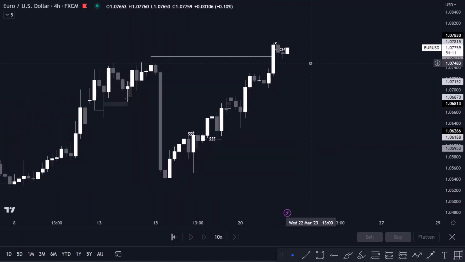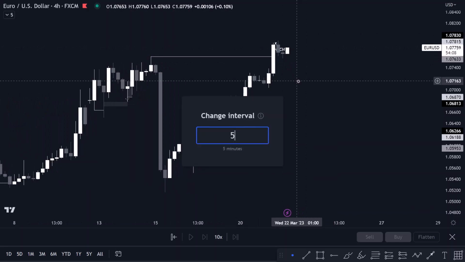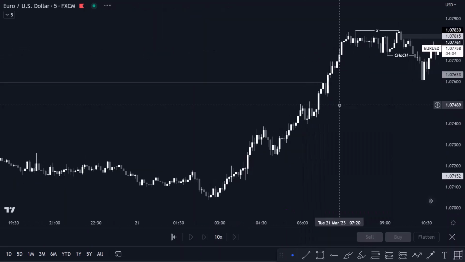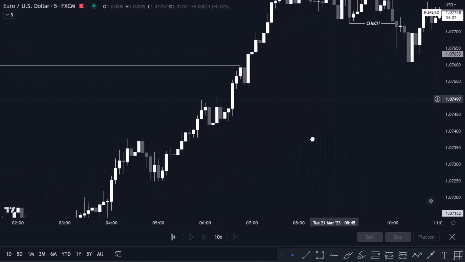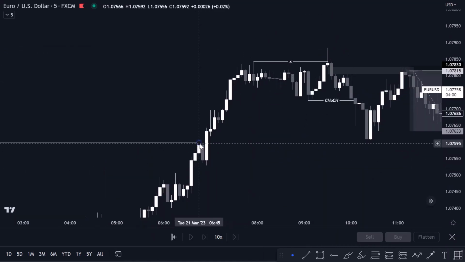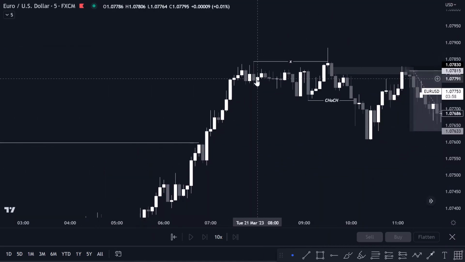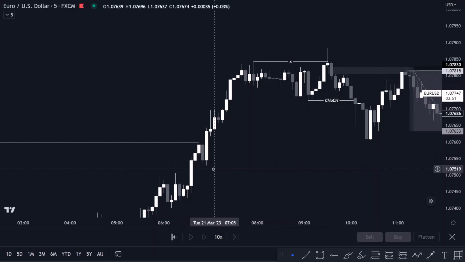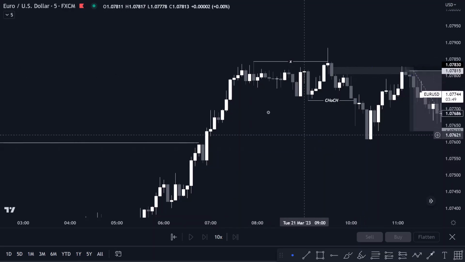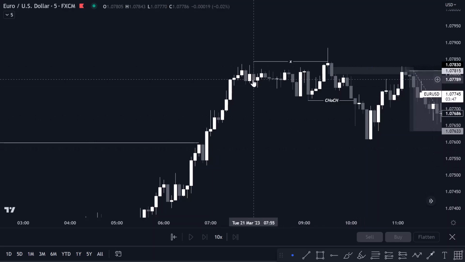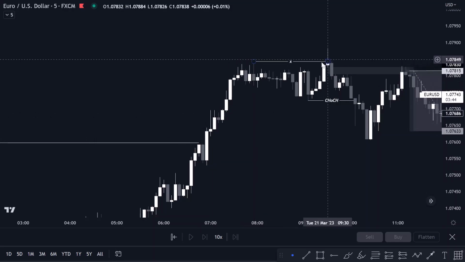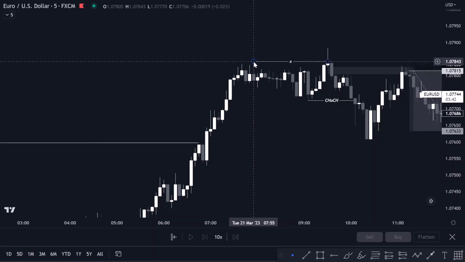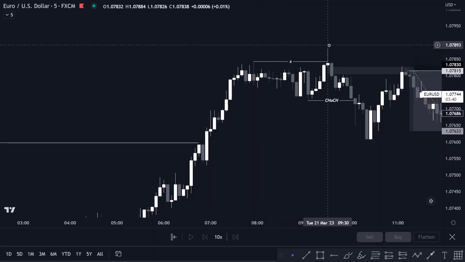So basically, after this sweep, I was on the 5 minutes, and I was waiting for a change of character, which doesn't happen. Price goes down. I knew that if I take my change of character from here, it would be so far. So I was expecting price to make another sweep, which happened here. We can see that this high was swept by this and then goes down immediately.